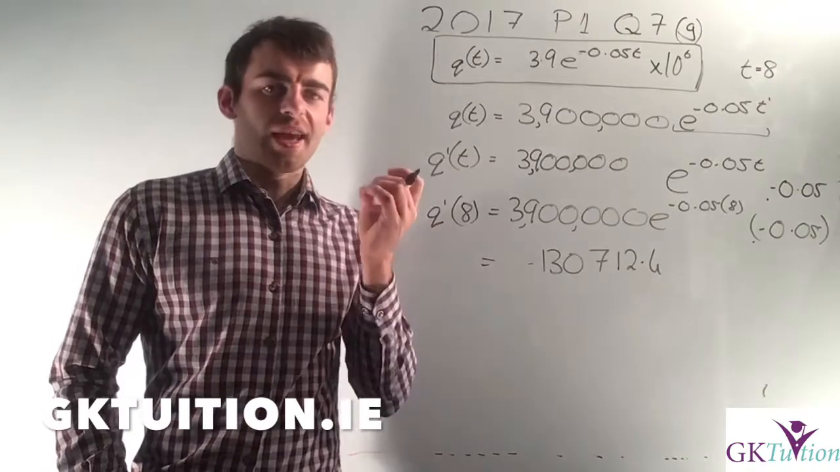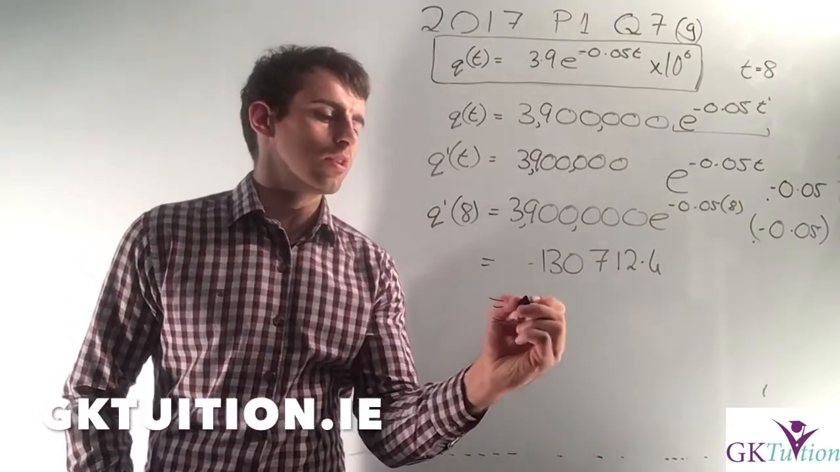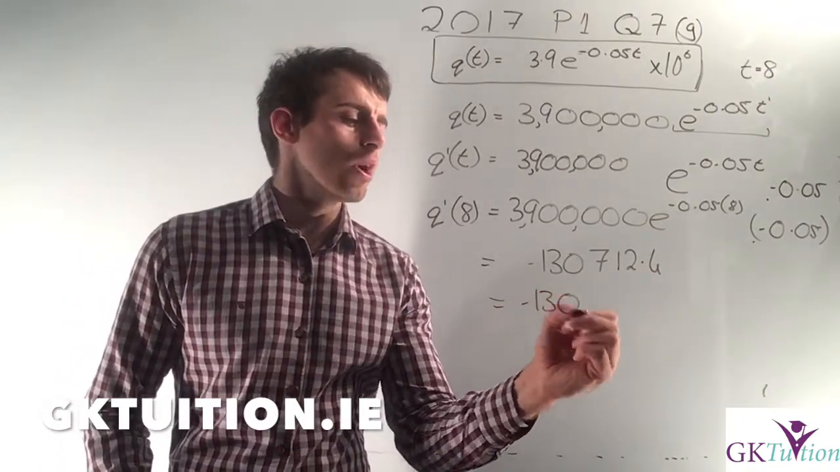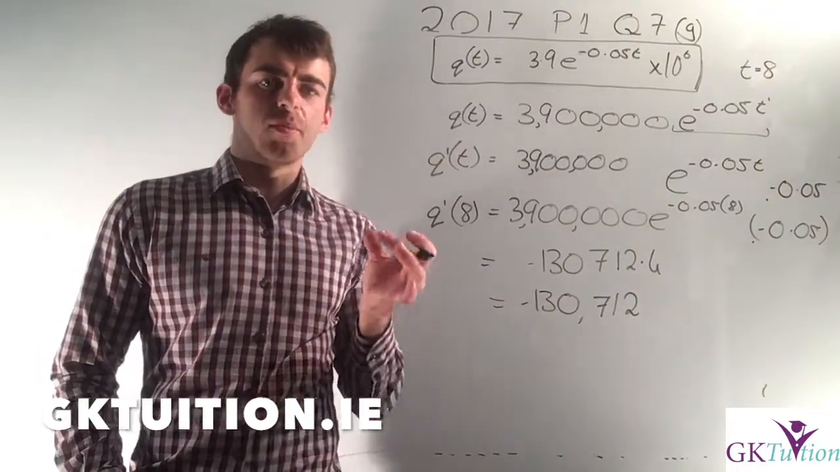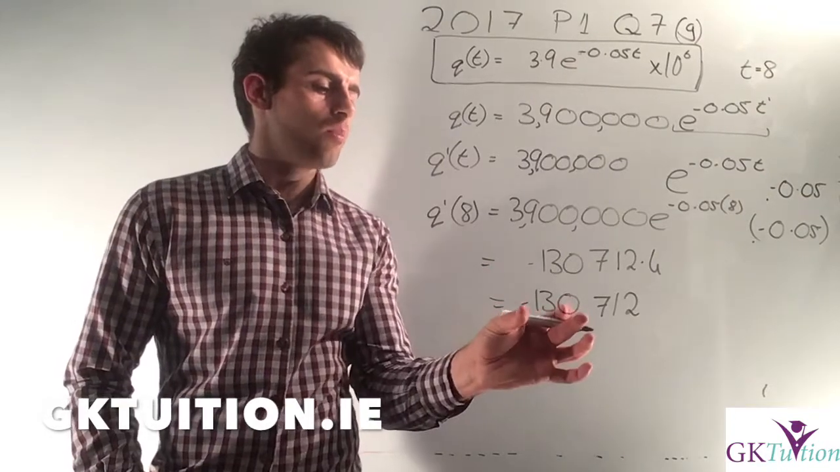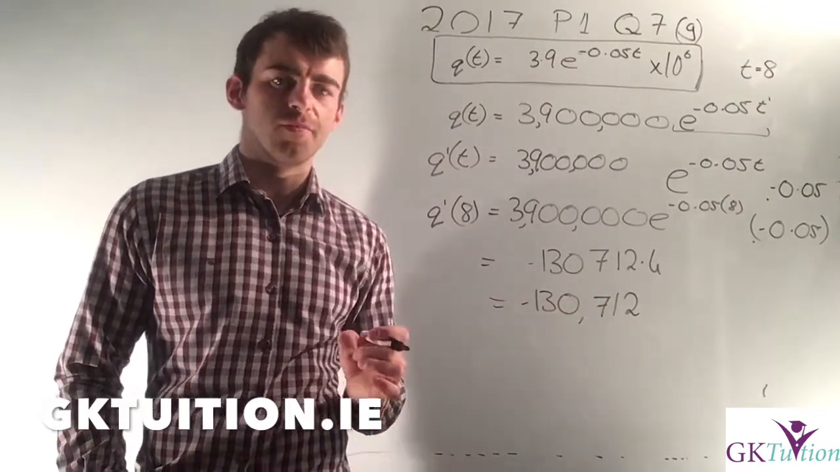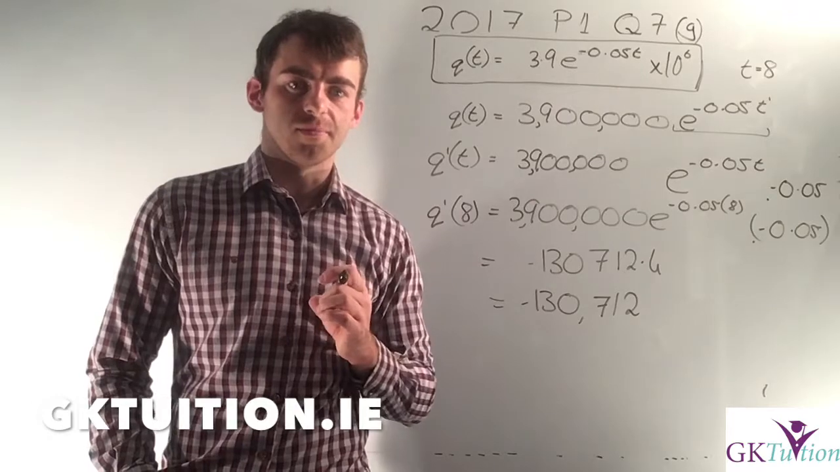Now obviously, again, we're dealing with population, so I have to round to the closest number. So it's minus 130,712. So I know that the population of Avalon will decrease by 130,712 people in the year 2018.